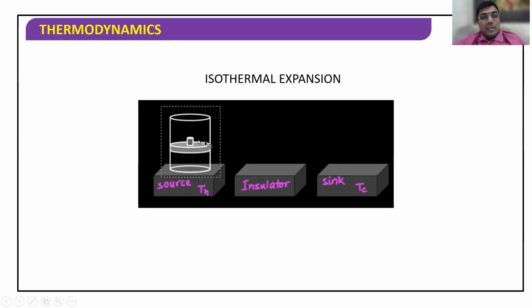Here you have a cylinder, you have a piston. On that weights will be there. And this is connected to a source. You may ask a question: why do you have to connect to the source? It's very simple. In isothermal, the temperature should remain constant. Expansion.